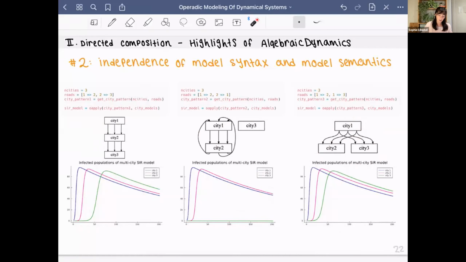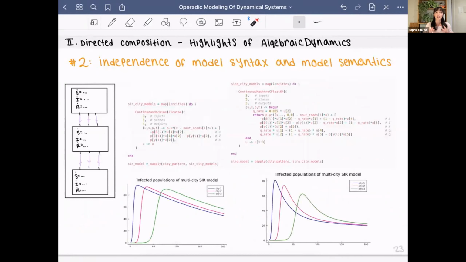So in this middle example, we see that city 3 is an isolated island. So even though it has the same dynamics as in this example, it never receives any infected people. So the infected population stays 0 the whole time. In our third example, we see that the infected population of city 3 peaks earlier than it does in the first example, because it's receiving people directly from city 1 instead of mediated by city 2 in this case. So this is an example of changing the model syntax while leaving the model semantics intact. But we can also do the opposite. So we could leave the model syntax the same and change the model semantics.